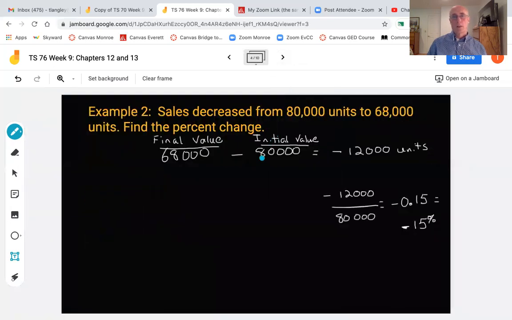Let's take a look at a couple more examples. Example 2, sales decreased. I'm going to underline this, just reminding myself they decreased from where they started. This is my initial value, and if I can actually write this correctly this time, this is my initial value to, and this is my final value.